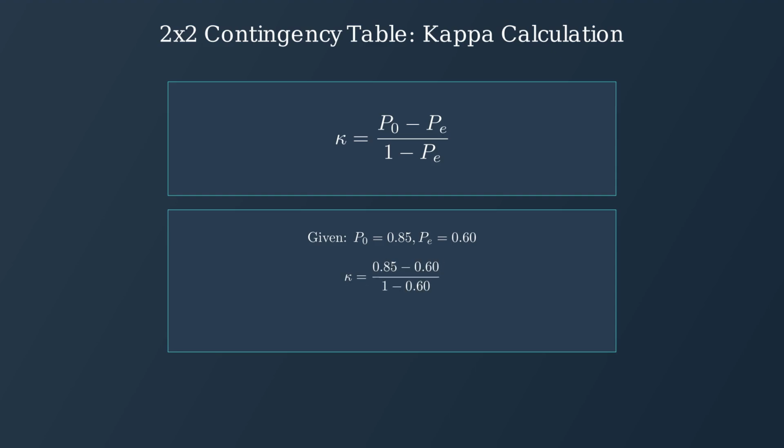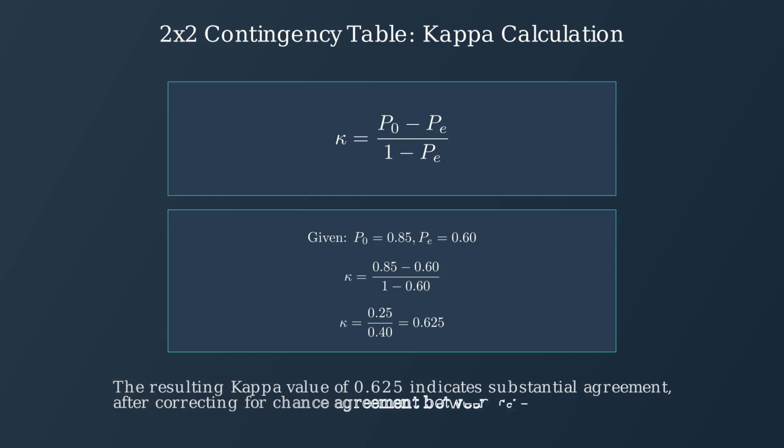P0 minus P subscript E gives us 0.85 minus 0.60, which equals 0.25. For the denominator, we have 1 minus P subscript E, which is 1 minus 0.60, giving us 0.40. Finally, dividing 0.25 by 0.40 gives us a kappa value of 0.625. This kappa value of 0.625 represents substantial agreement between raters after accounting for agreement that could occur by chance.